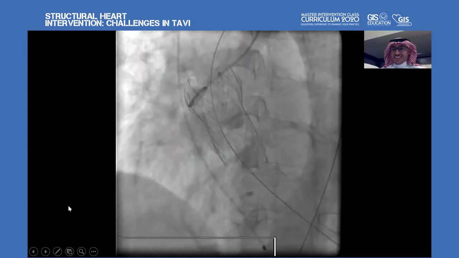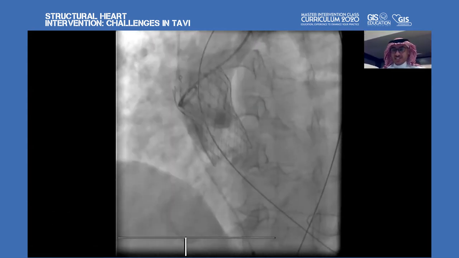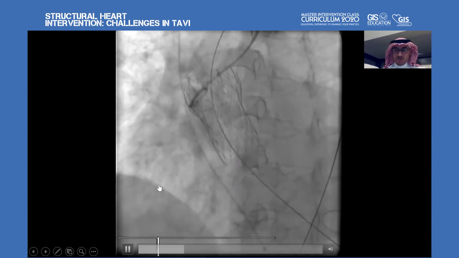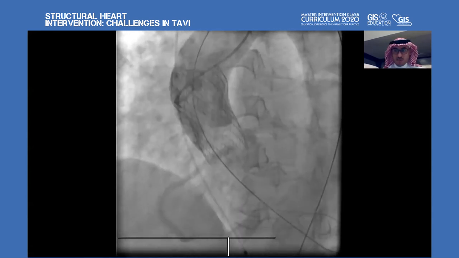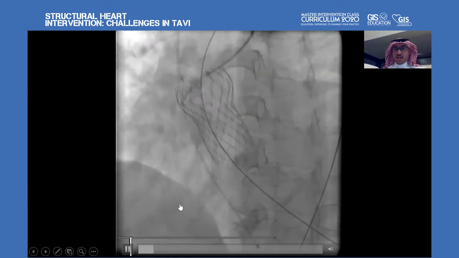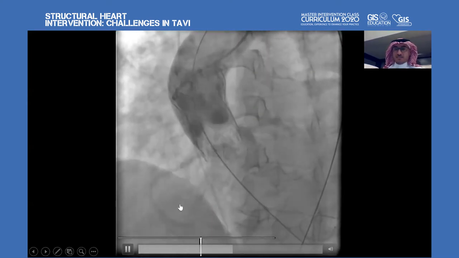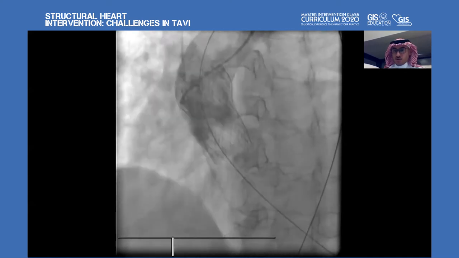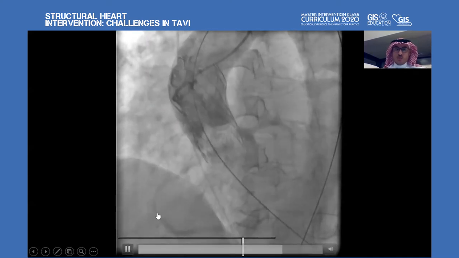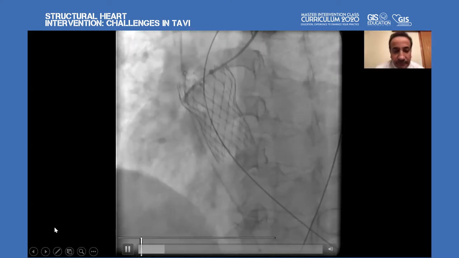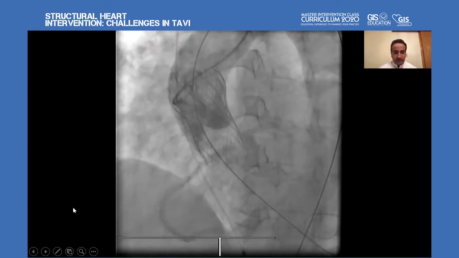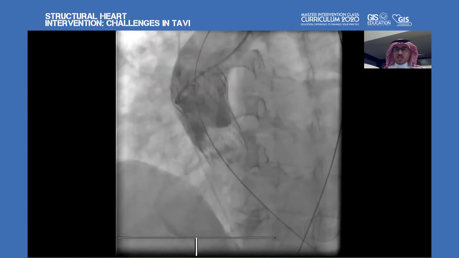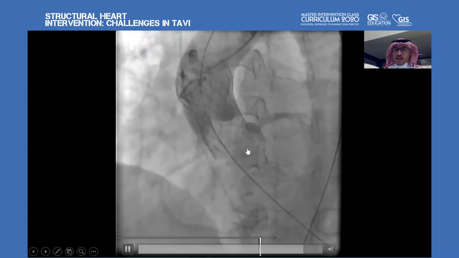Sure. I think that was our immediate reaction. First of all, as soon as we saw this, the level of adrenaline in the room was through the roof for everyone. The immediate reaction was to open a second valve, and you could see everyone in the room running for a second valve. We were almost ready to open a second valve. However, we really thought, she has a good pressure.